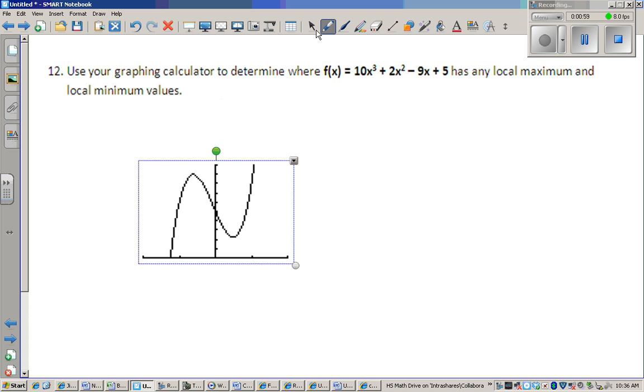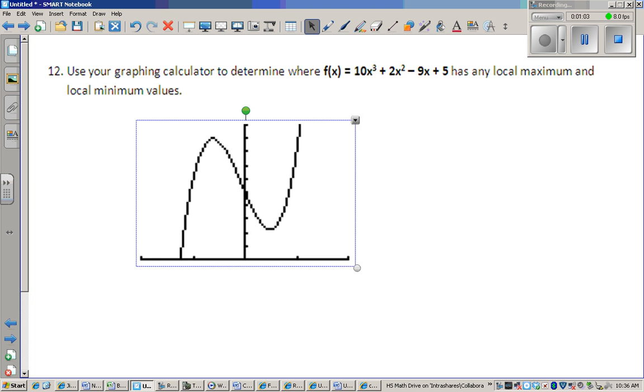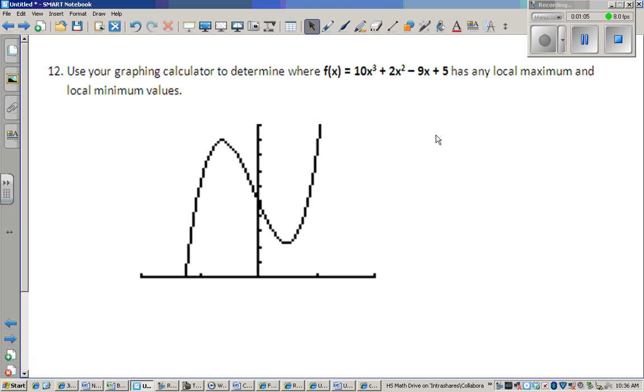Question number 12. This is asking us to use our graphing calculator to find where this function has any local maximum and minimum values. So what I've done here, I graphed it on my calculator. Now I used a standard window initially, which is just zoom 6. After that, I changed the window a little bit because I wanted to see where it had, think of it as a roller coaster.